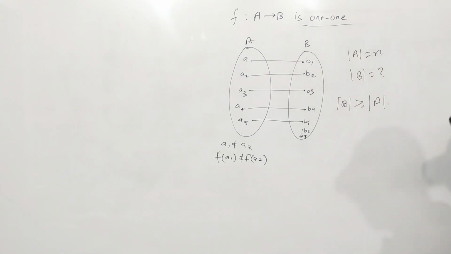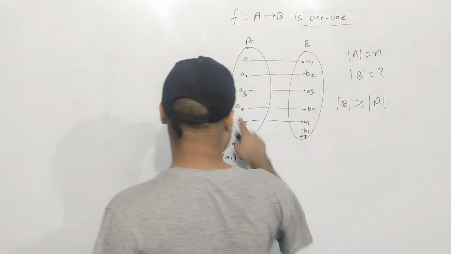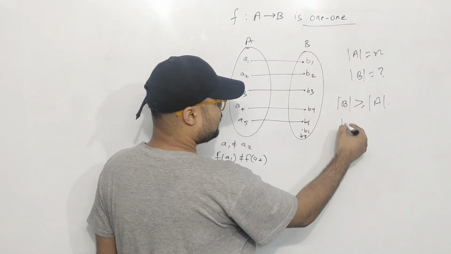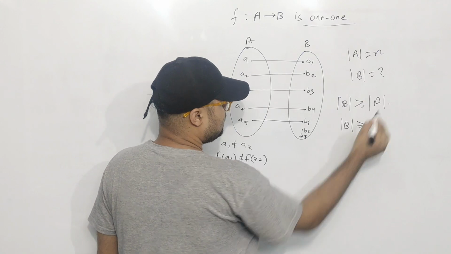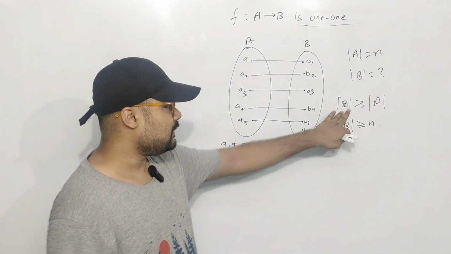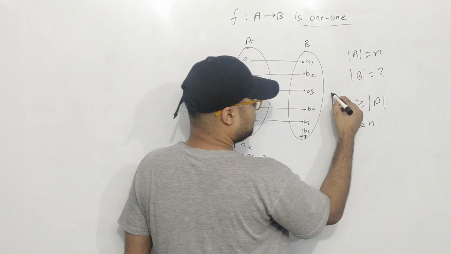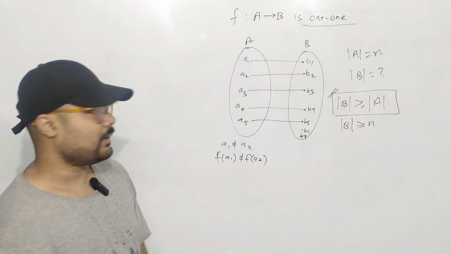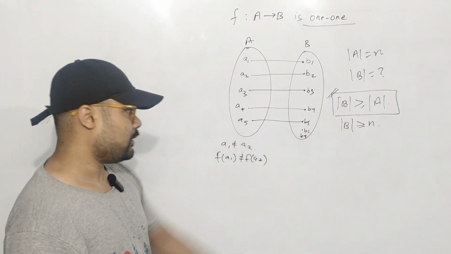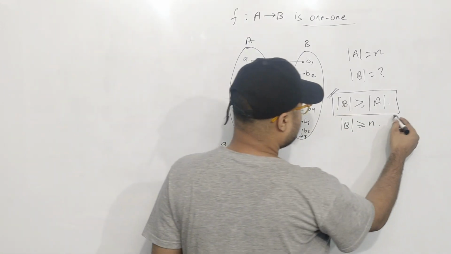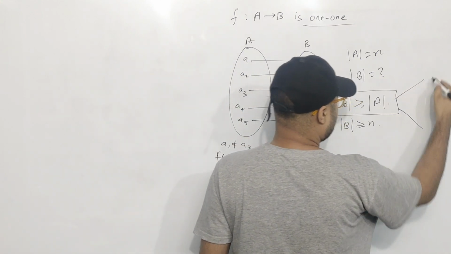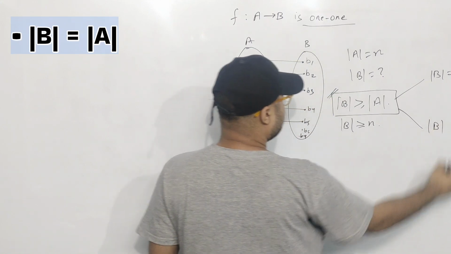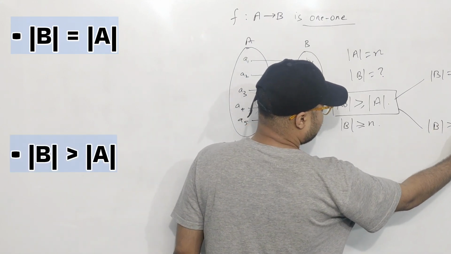This is your 1-1. So in case of 1-1, if the number of elements of A is n, the number of elements in B is greater than or equal to n. Basically, in 1-1, the number of elements in your codomain is greater than or equal to the number of elements in your A. Now because it is greater than or equal to, you can take it as two cases: when the number of elements in B is equal to the number of elements in A, or when the number of elements in B is greater than the number of elements in A.